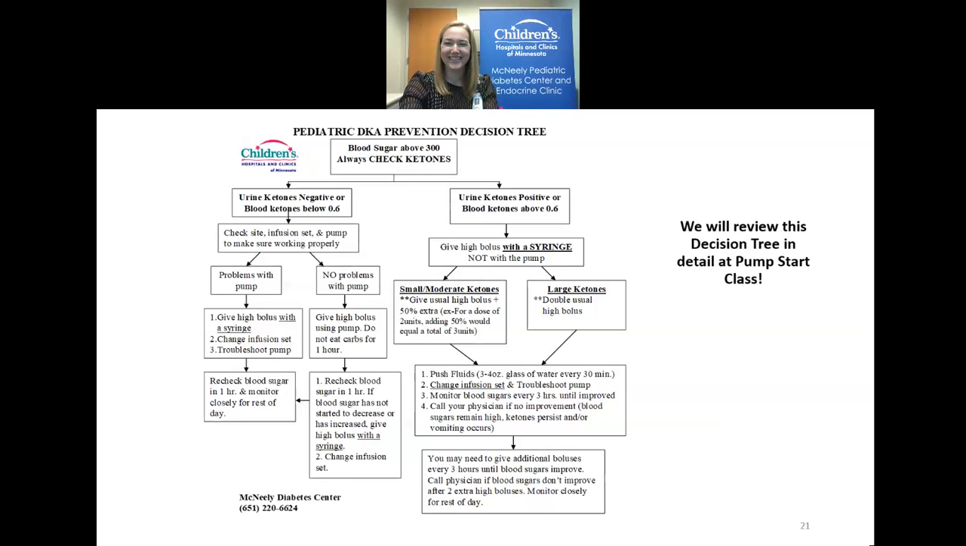So big thing for this is the next class that you would take if you decide to get a pump is your pump start class. We'll talk about this at the end, but at that class, we will review the decision tree in depth, so you might want to study it.